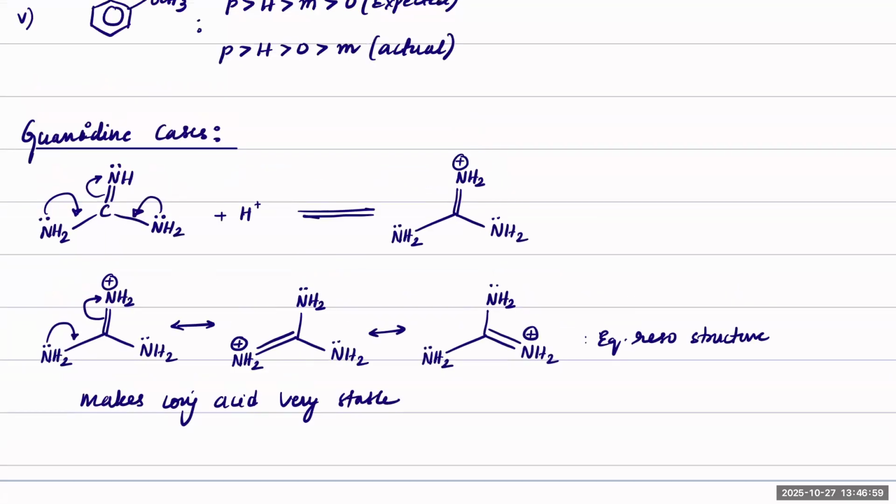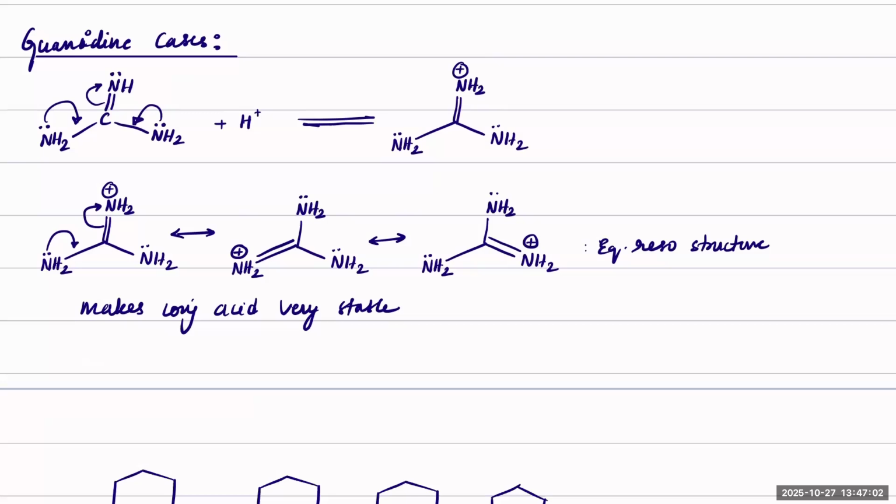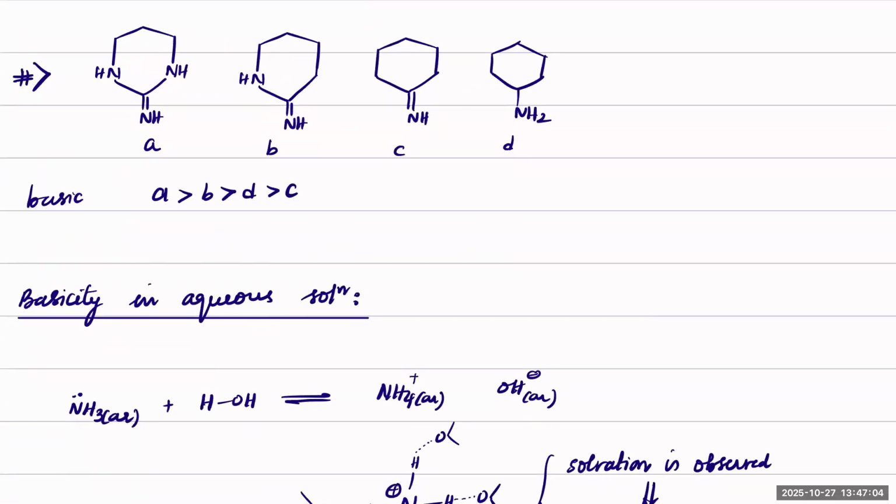Girls, clear? Right. Now you can see this is a guanidine form, this is half guanidine form, this is only imine form, this is amine form. So answer should be A, B, D, C. Okay.